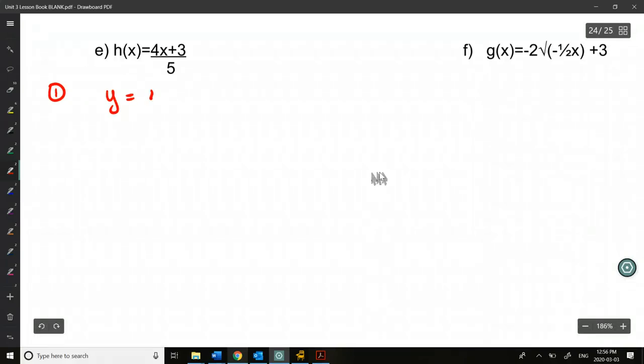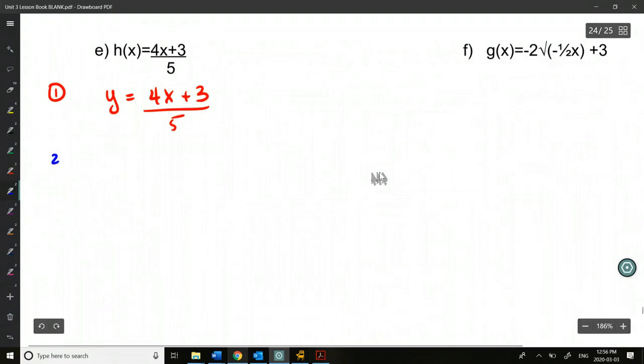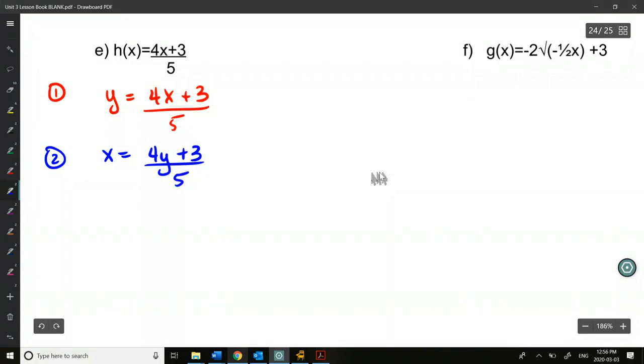So we'll go through the steps. Replace with y. Swap x's and y's. And then your job is to get y by itself. What should we do first here to get y by itself? We need to get rid of this division by 5 first. You cannot touch anything in the numerator until you've done that. So Thomas, what should we do? Multiply by 5. We're going to multiply each side by 5. Those will cancel.